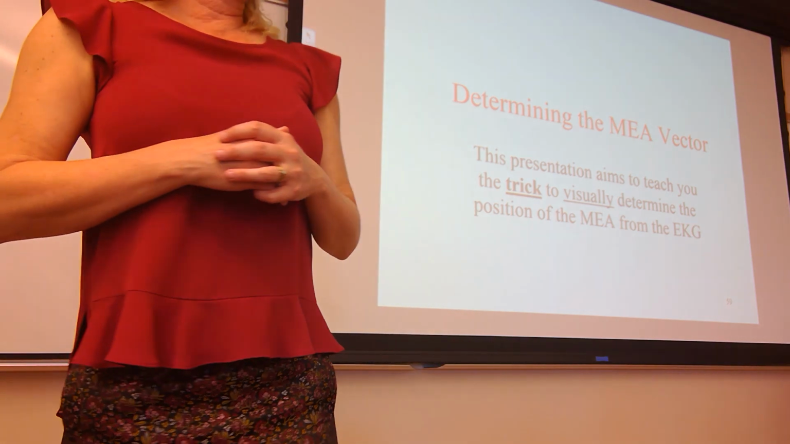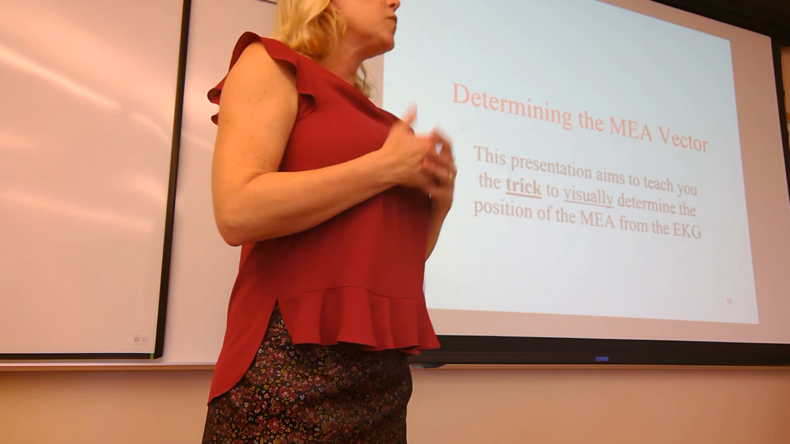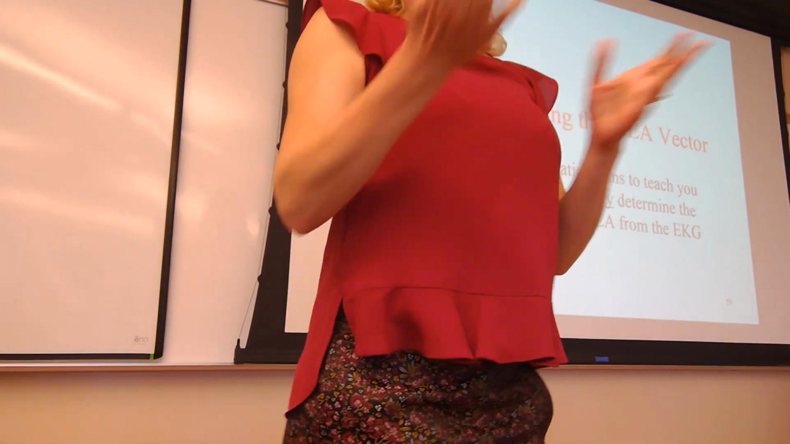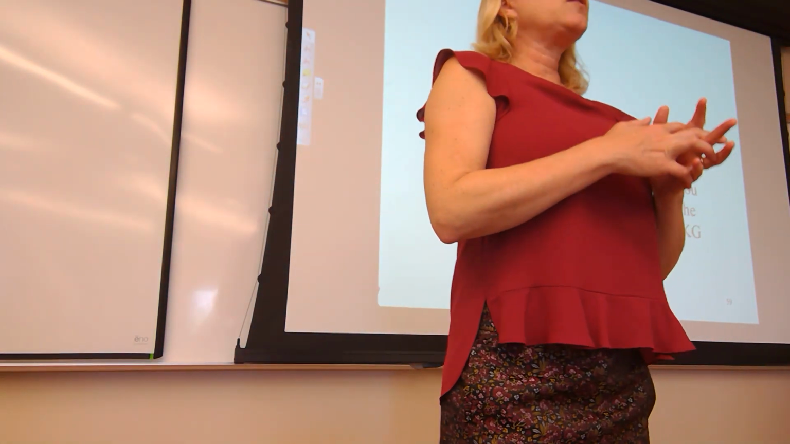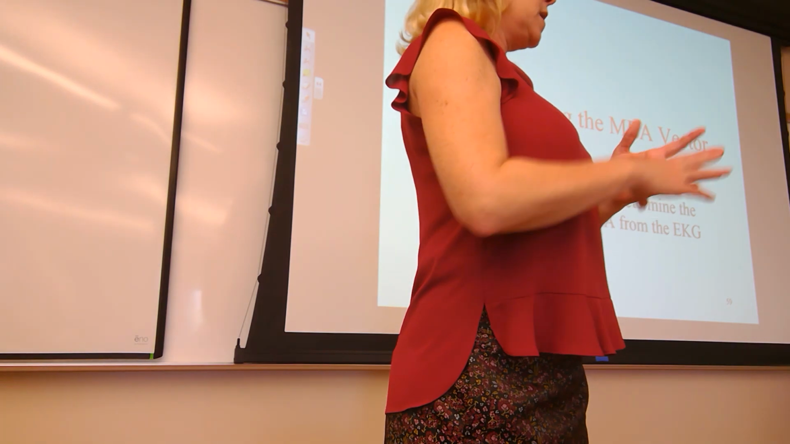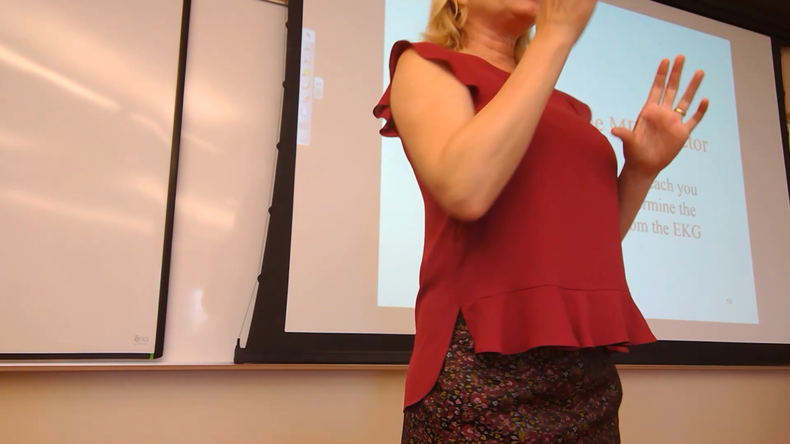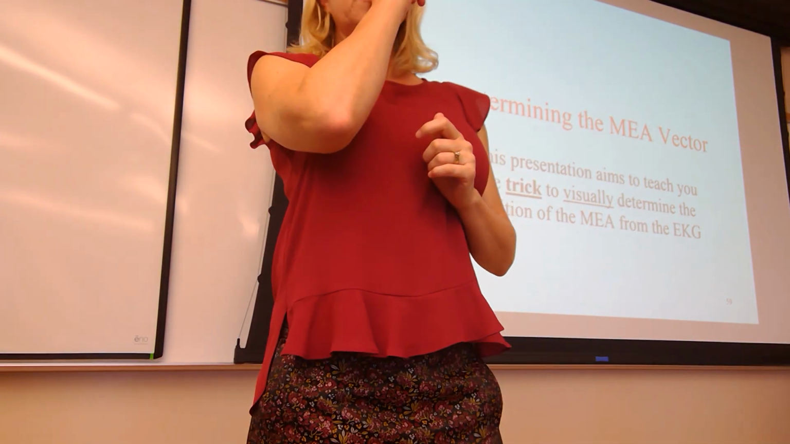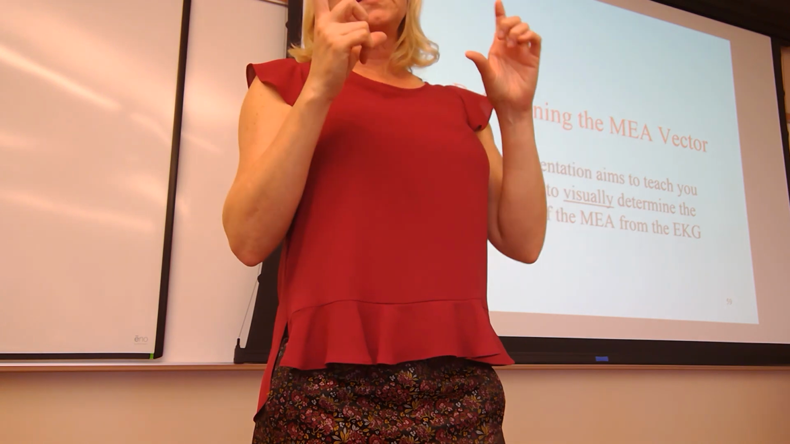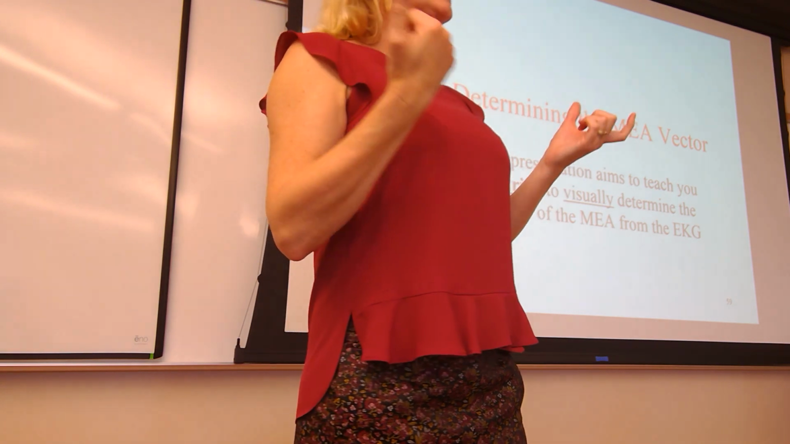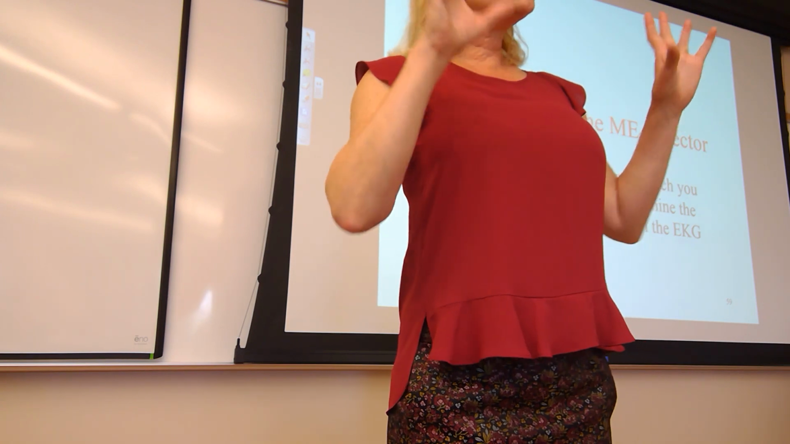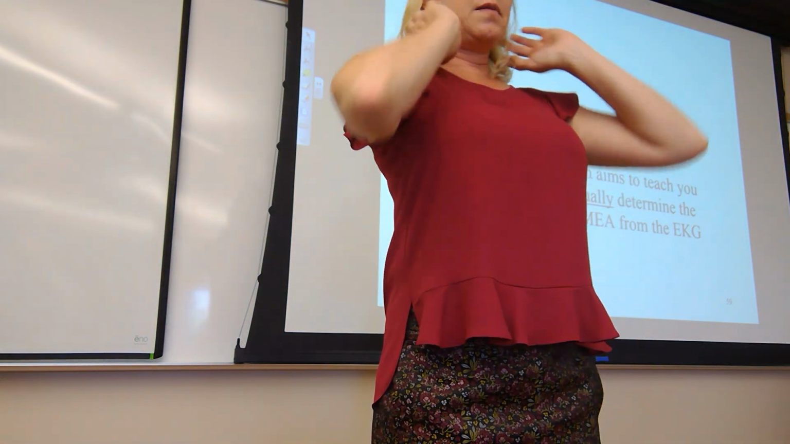The first thing that we're going to do today is the visual trick for determining someone's MEA. In lecture on Tuesday, you learned how to use leads 1 and 3 using the compass to determine someone's MEA. Fact, cardiologists don't walk the halls with those compasses and rulers determining someone's MEA. So there must be some sort of trick that allows them to determine roughly a person's MEA.